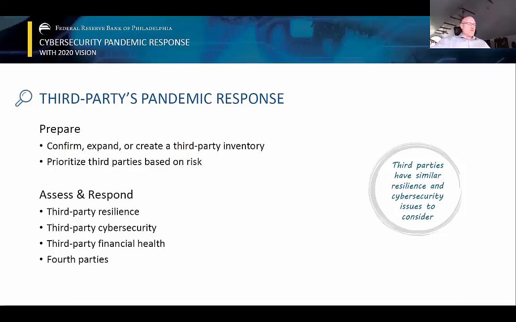Resilience and cybersecurity, you're going to be asking many of these same questions, right? Have they reevaluated their ability to execute on their contractual obligations to you? Can they meet their SLAs? Have they reevaluated their dependence on their third parties to deliver? Have they reevaluated their third-party contingency plans? Do they have a Plan B?